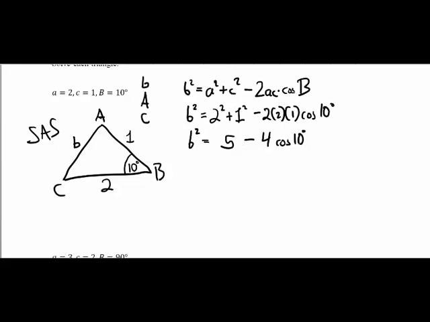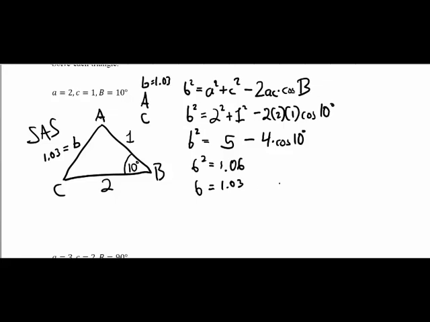So what we have to do is type this into the calculator. Thanks to order of operations, the calculator will multiply these first and then subtract that from the 5. So B squared is equal to approximately 1.06. Sorry, it took me a second to find my notes. And then we take the square root of both sides, and we do not have to worry about the negative. So 1.03 is what you get for that. So B is equal to 1.03.